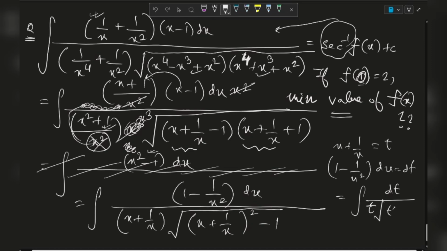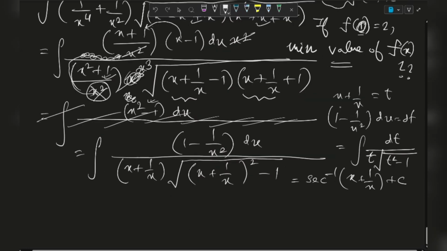This is root under t square minus 1, which is basically secant inverse integral. So this becomes secant inverse t, which I write as secant inverse x plus 1 by x plus c. So this is our final equation. Now what they had said is that f of 1 is 2. Okay, f of x is here x plus 1 by x.